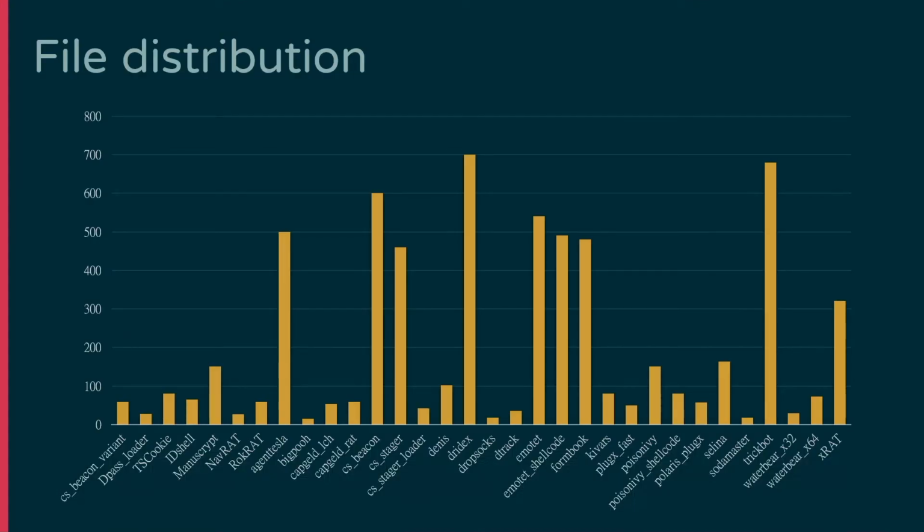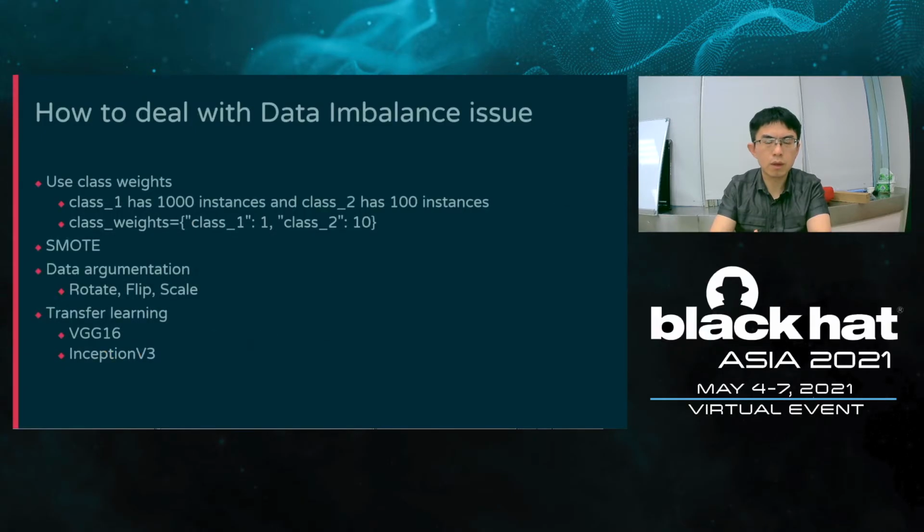This is the file distribution for the 30 malware families used for training. The biggest category is cybercrime malware. They have around hundreds of memory blocks. However, some APT malware has only tens of memory blocks. You can see some imbalance in the dataset. To address this issue, we use typical methods such as class-wise weighting, SMOTE, data augmentation, and transfer learning.